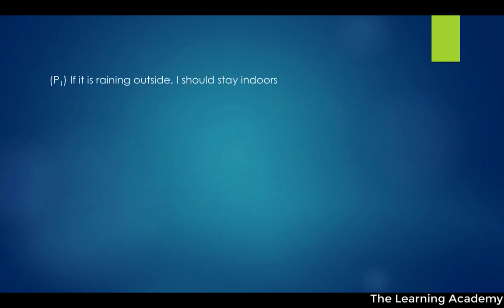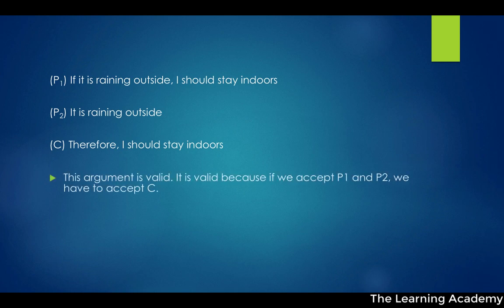Again, premise 1, if it is raining outside, I should stay indoors. Premise 2, it is raining outside. Conclusion, therefore I should stay indoors. This argument is valid, and it's valid because if we, in theory, just accept premise 1 and 2, then we have to accept premise 3, or the conclusion, if we want to call it premise 3.